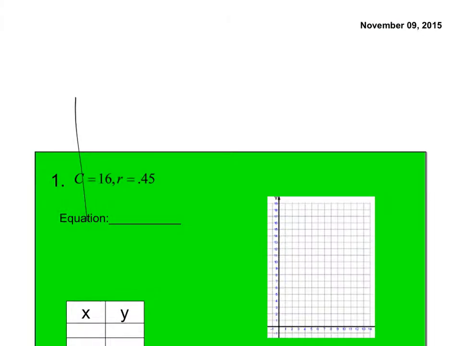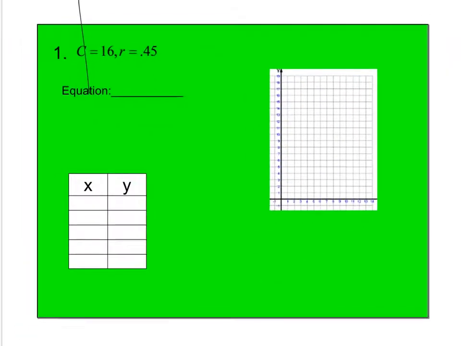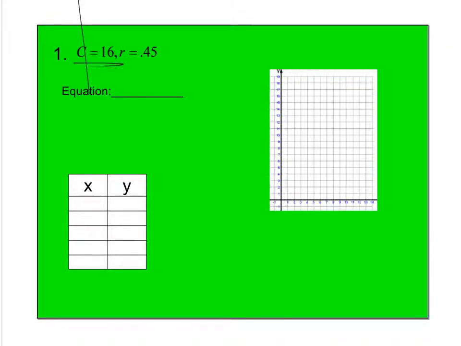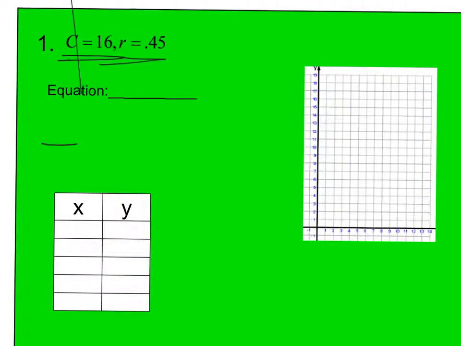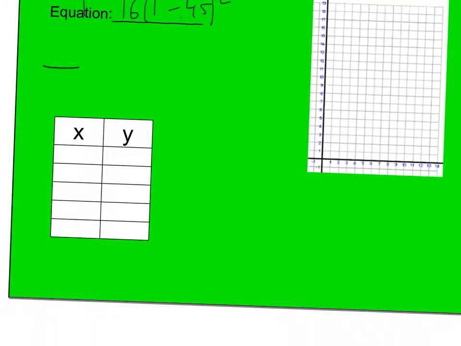So if I look here, my equation, C is 16, R is 0.45. So my equation here is going to be this. So my equation is going to be 16 times (1 minus 0.45) raised to the t power. So start filling in your blanks here.